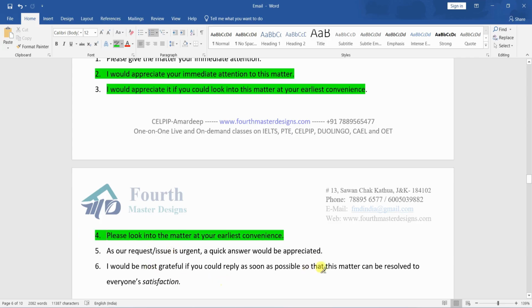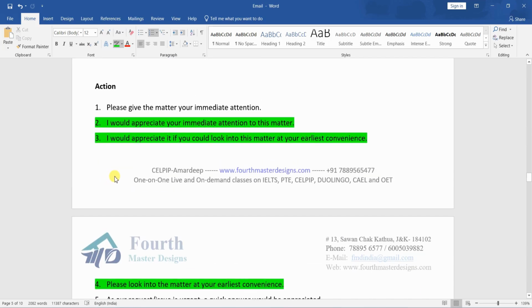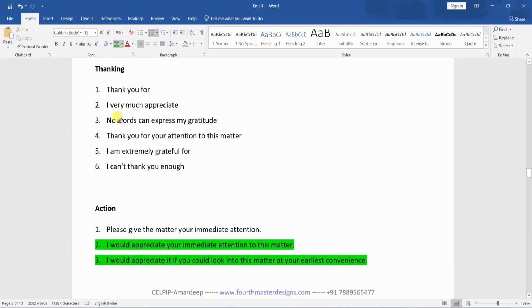That's all, I use this one also. So these four are, I won't say important ones, easy ones, you can use them. I use this one here: "Thank you for your attention to this matter."